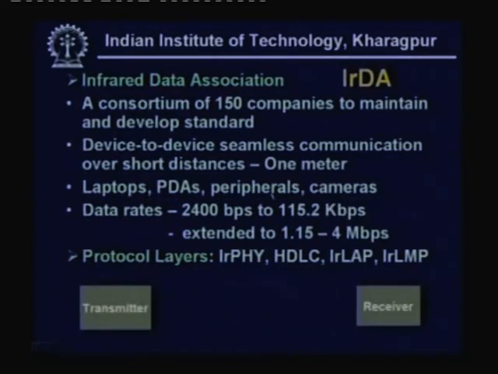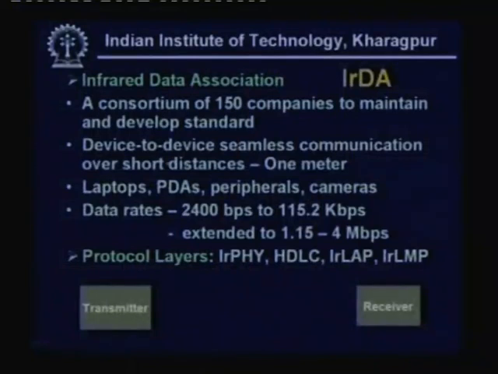Particularly in this context, IRDA is playing a very important role. IRDA stands for Infrared Data Association. This is a consortium of 150 companies to maintain and develop standards. So, IRDA has developed some standards with the help of which the communication can be performed over very short distance. So, the objective is to have device to device seamless communication over a short distance, typically 1 meter.